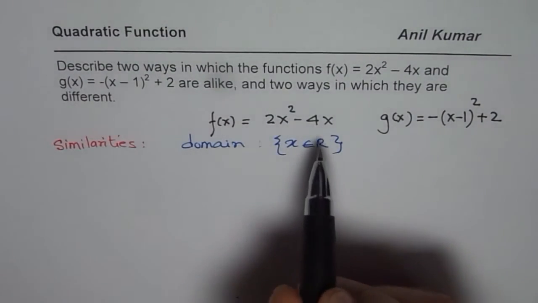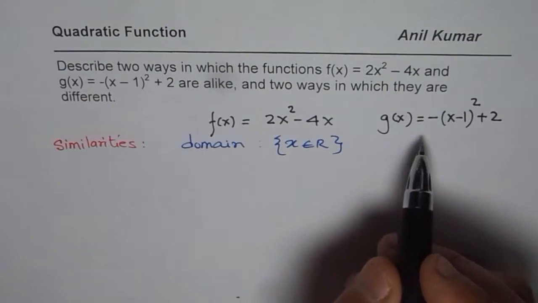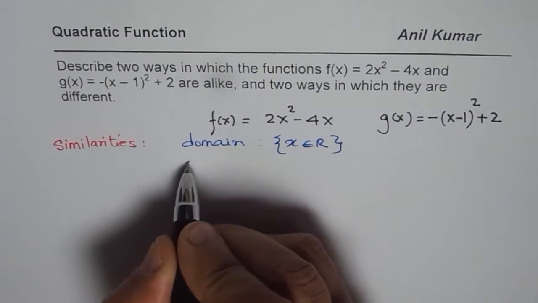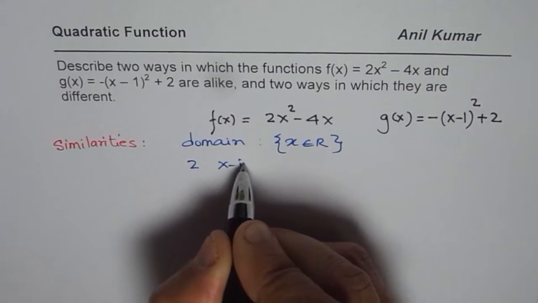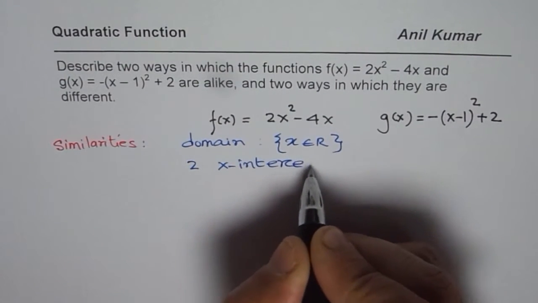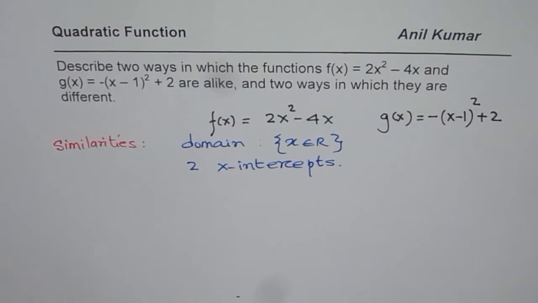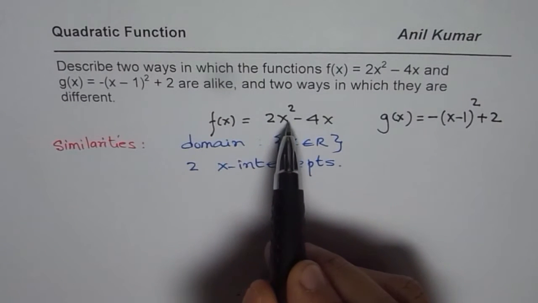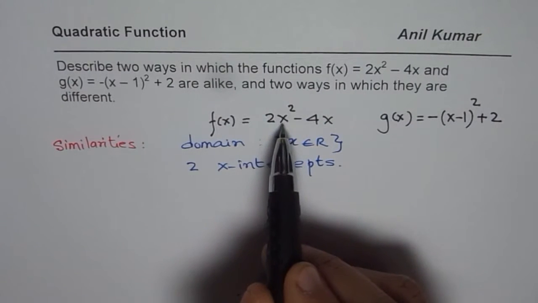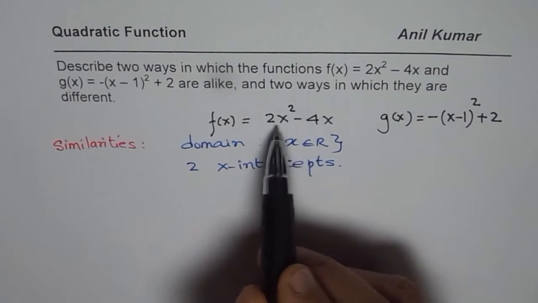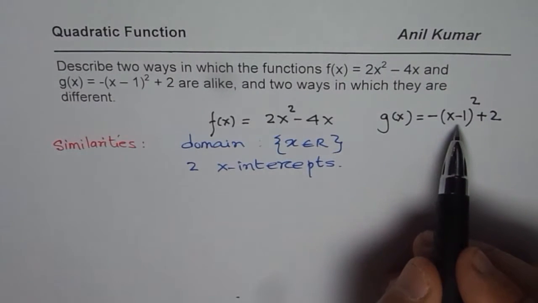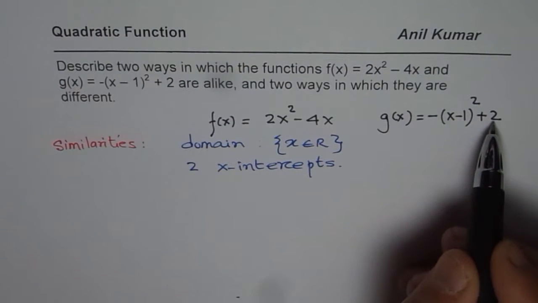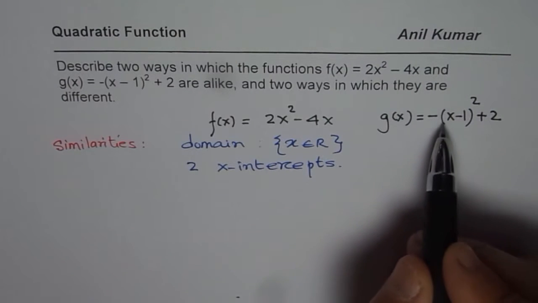Now, in this particular case, another similarity which we see is that there are going to be two x-intercepts. So the number of x-intercepts, we can say 2 x-intercepts. We are not saying they are the same, but both of them have 2 x-intercepts. This function, if you factor, you can factor out 2x, and so you will get x minus 2. So there are 2 x-intercepts. Here the function has a vertex at x equals 1 and y equals 2, and it opens downwards, and therefore it has 2 x-intercepts.